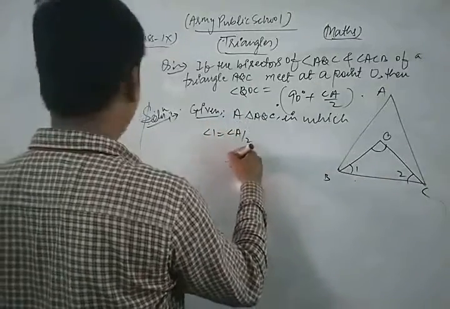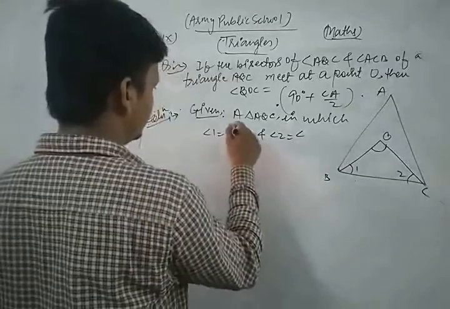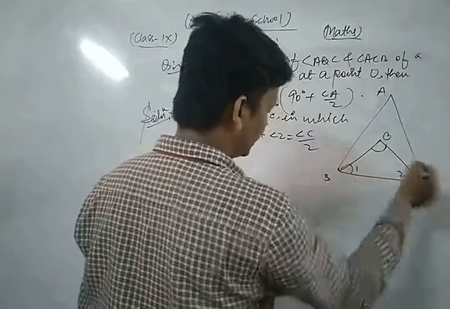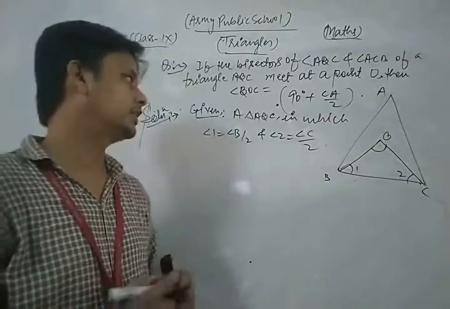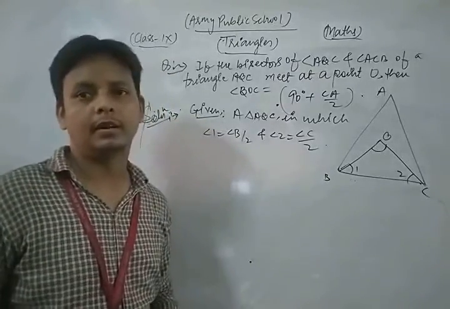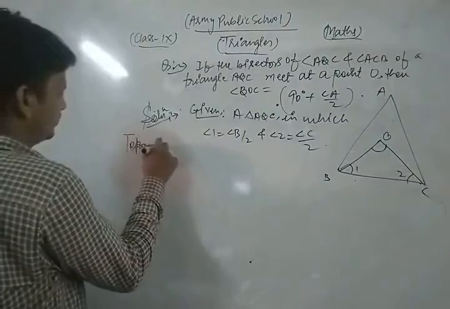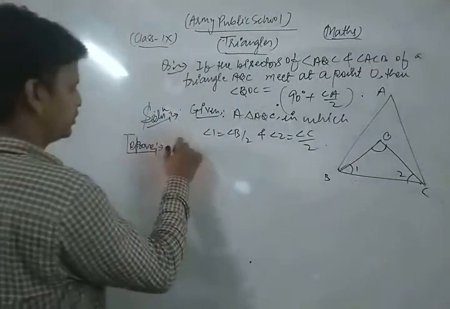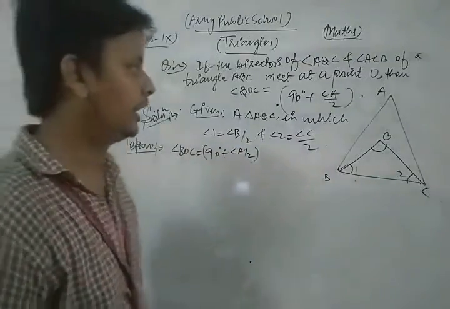angle 1 is equal to half of angle B, and angle 2 is equal to half of angle C, because these lines BO and CO are the bisectors of angles B and C. Now to prove: angle BOC is equal to 90 degrees plus angle A by 2. We have to show that 90 degrees plus angle A by 2.